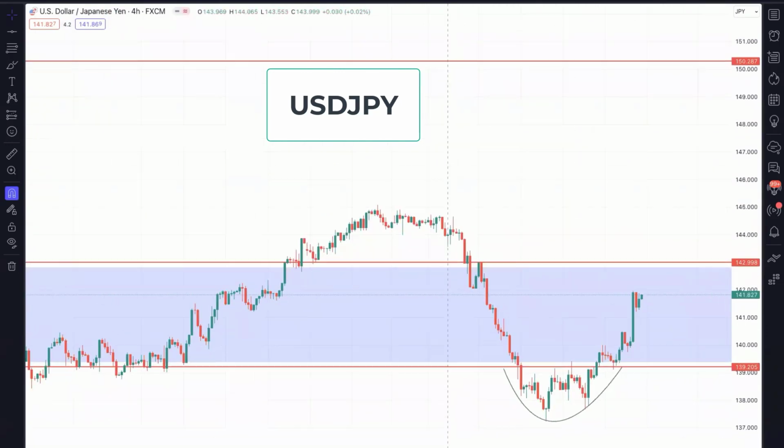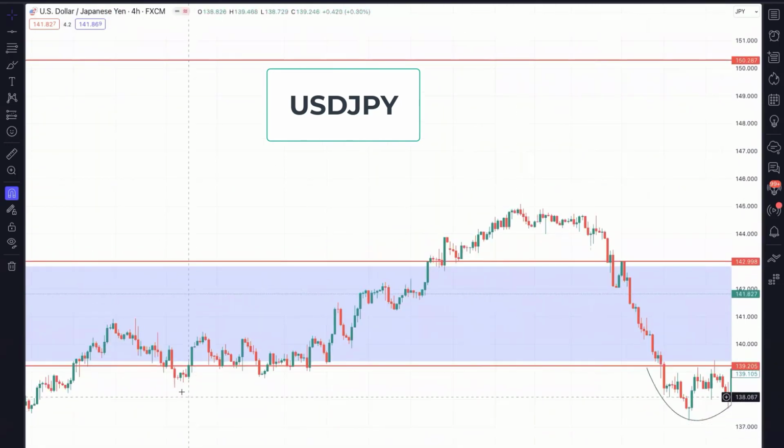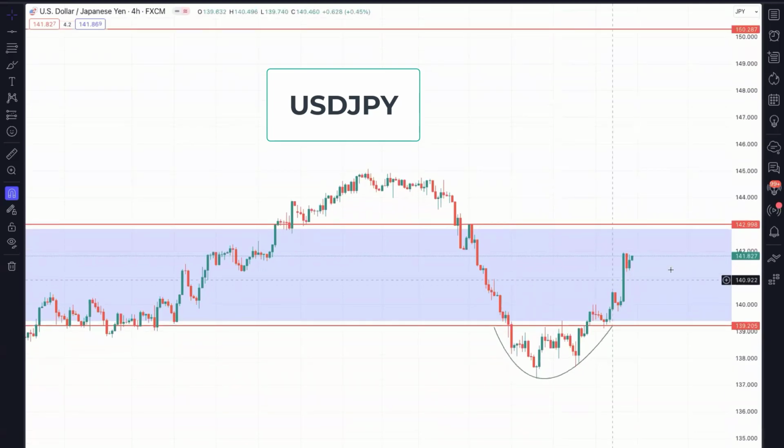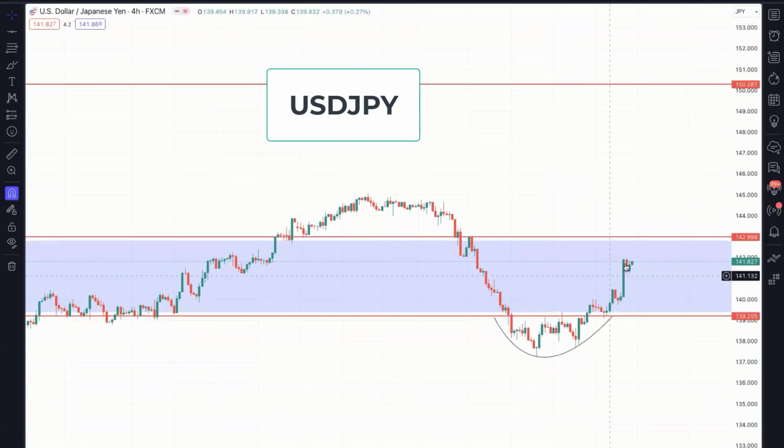So look at what we have here. It's more similar to what happened here. Okay. So you can see how price rallied within a particular level. And look at what it did here and then moved. Okay. So most likely next week, this USD JPY would move to this level.